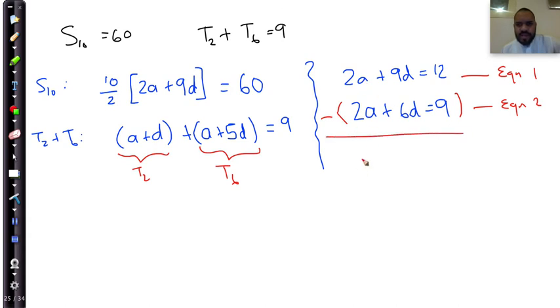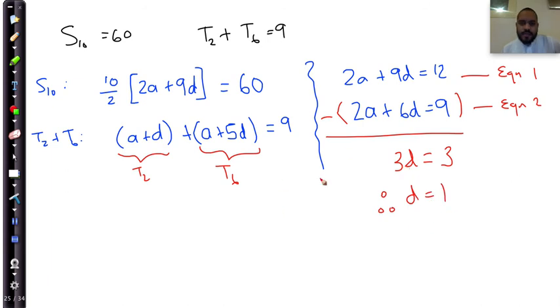2a minus 2a leaves me with no a's anymore. And then 9d minus positive 6d gives me 3d. And 12 minus 9 gives me 3. Right? Therefore, I can now conclude that d is equal to 1.